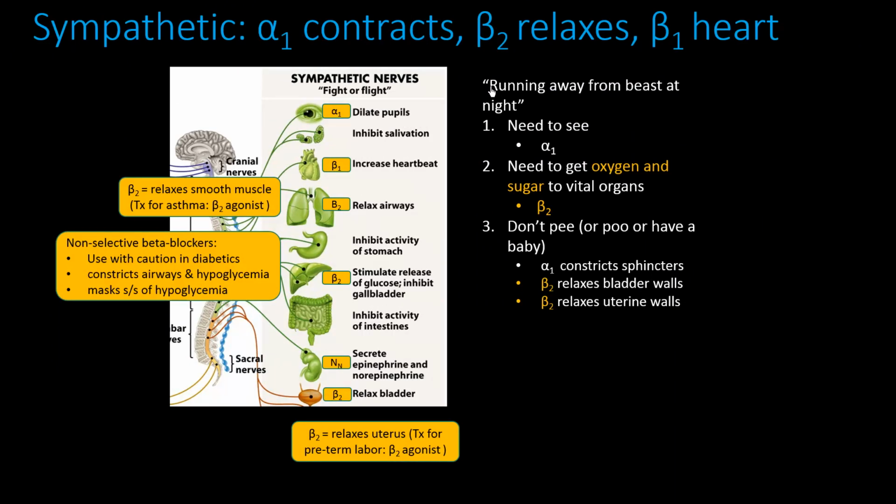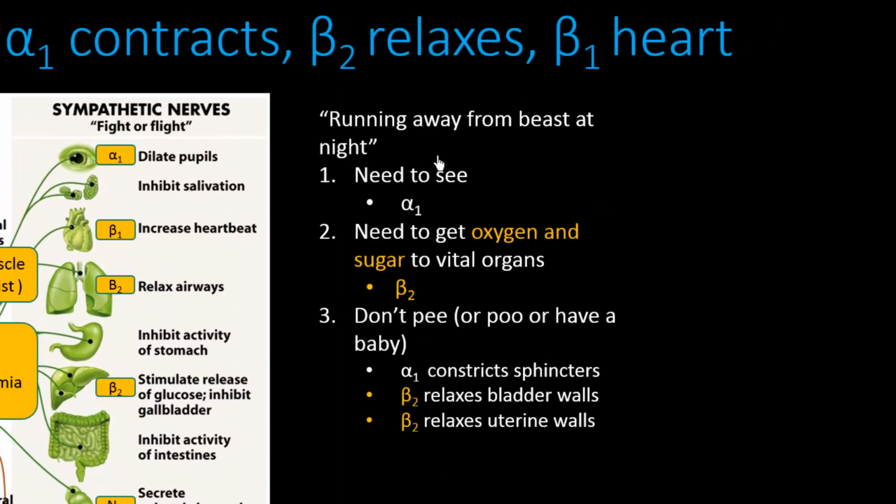We have multiple receptors, and we're just going to cover 3 of them right now. We're going to ignore alpha-2. But for now, I want you to remember here that alpha-1, if you think about what it does, think that it contracts. Beta-2, I want you to think that it relaxes. And beta-1, we covered in the last lecture, really focuses on the heart. So we're back to our example here. We're running away from this beast at night.